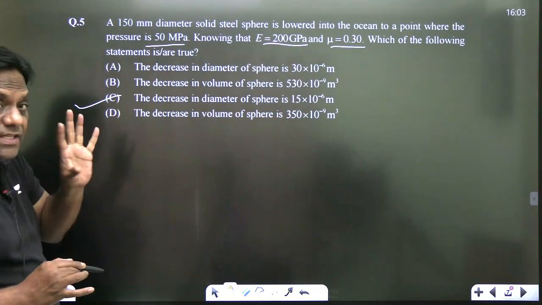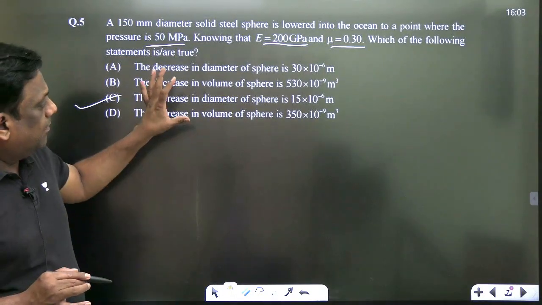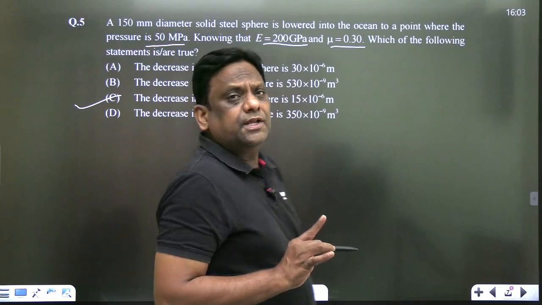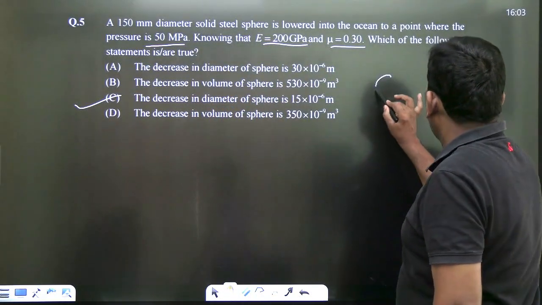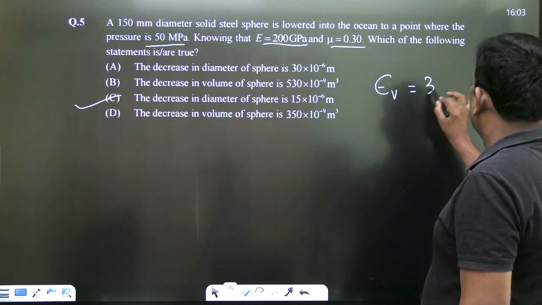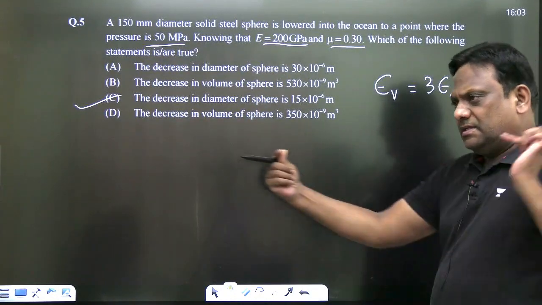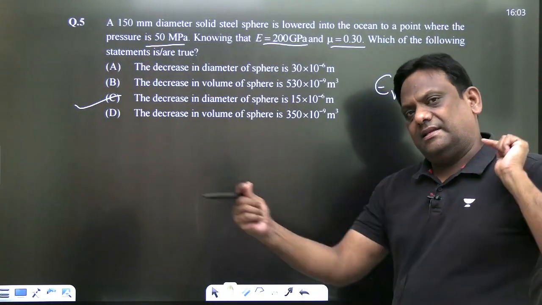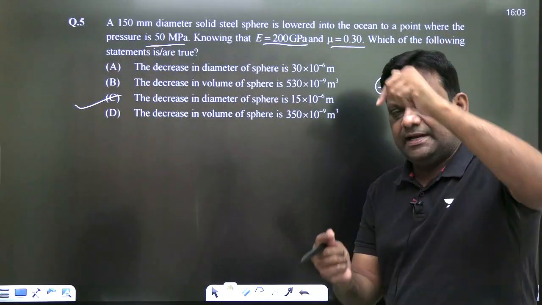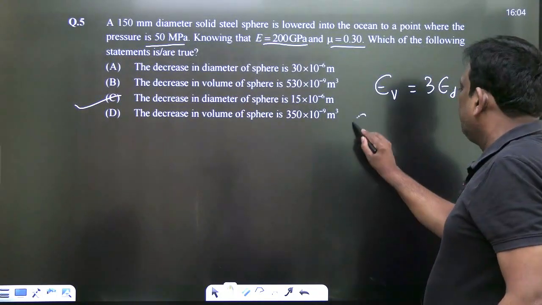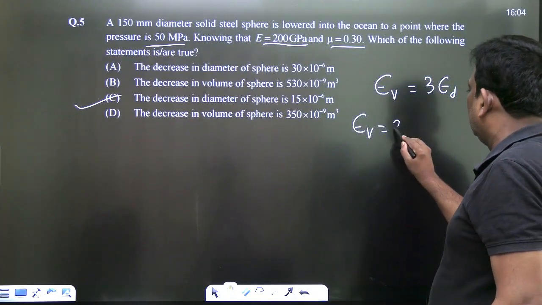Now, it is an MSQ question, a multi-select question. So we have to calculate the change in volume. For a sphere, the volumetric strain is given by, I repeat, 3 times the diametral strain. Why, sir? Sigma x, sigma y, sigma z are all the same. So what is the volumetric strain? Sigma x plus sigma y plus sigma z. In this case, all are the same. Therefore, I wrote this. So the volumetric strain is given by 3 times.